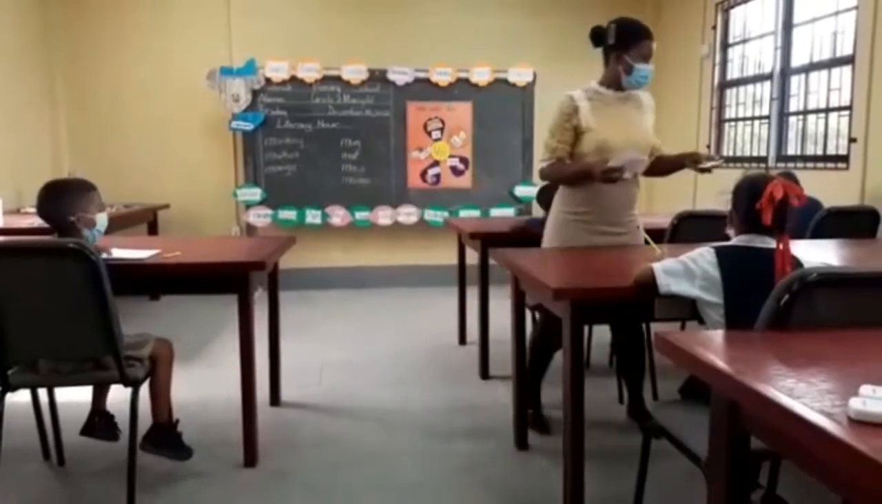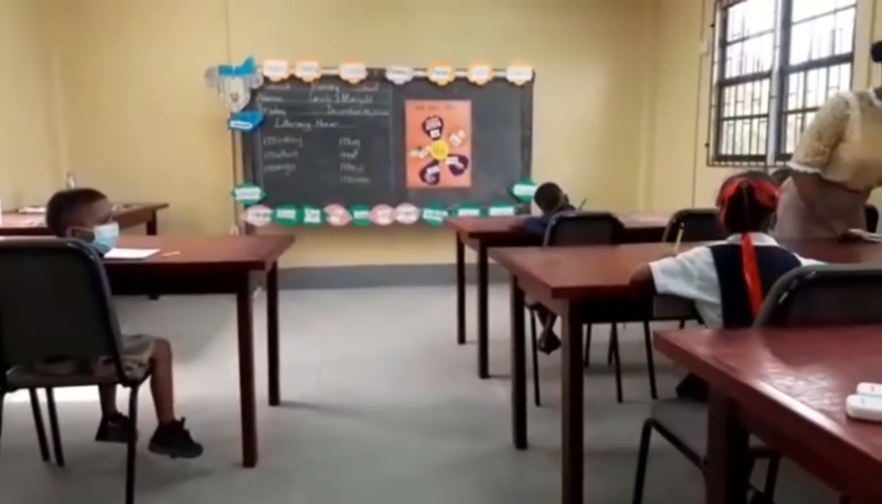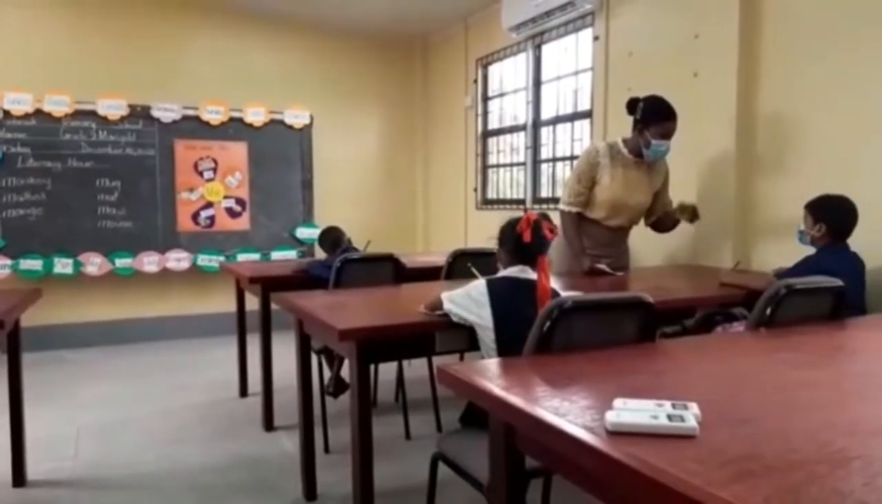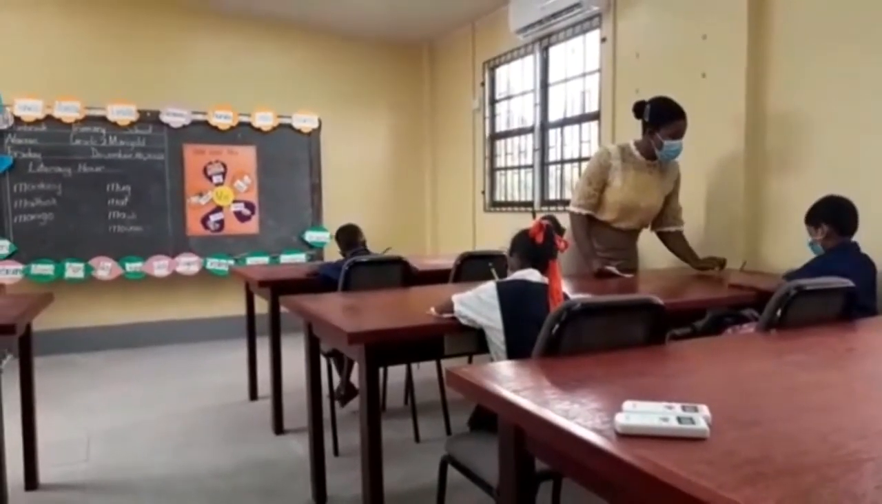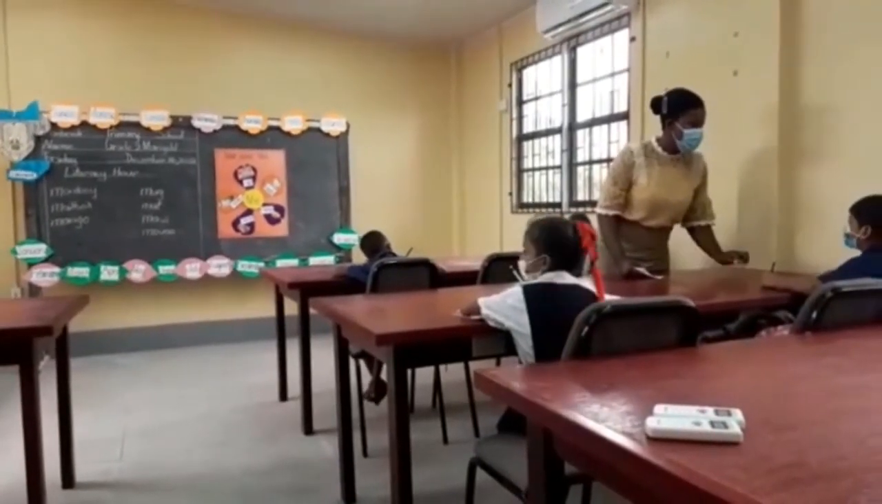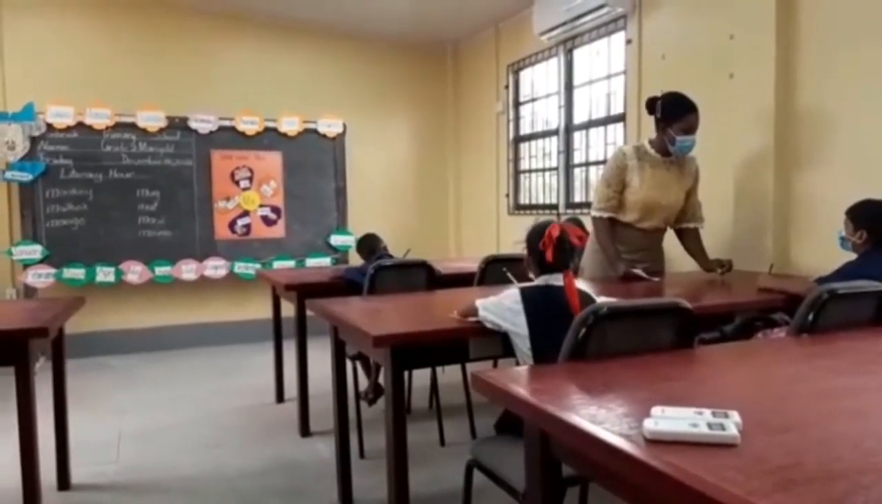For the worksheet, you will also look for all the words that have the beginning sound mmm. You circle the picture. All the words that have the beginning sound mmm are all the words that begin with the letter M. Okay?